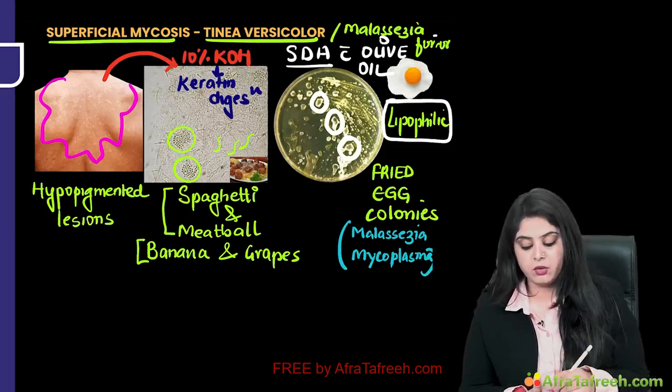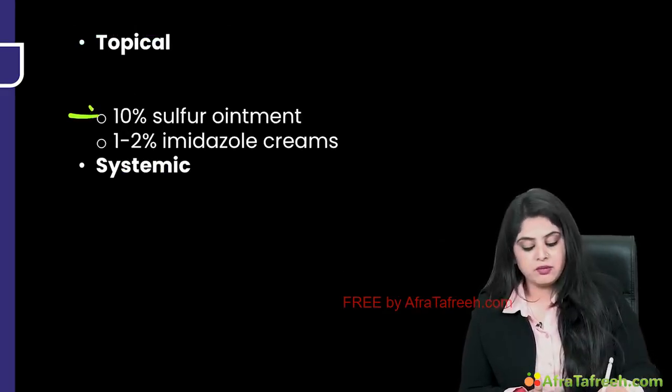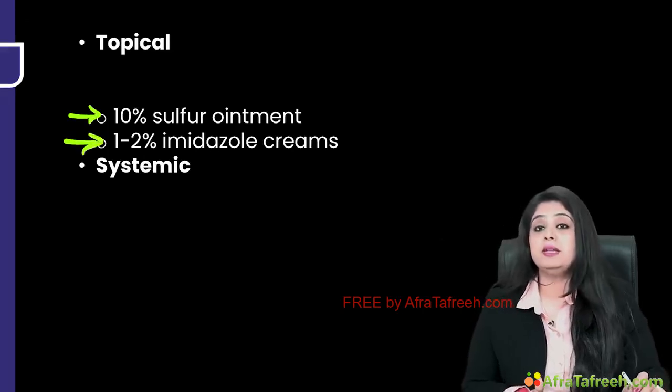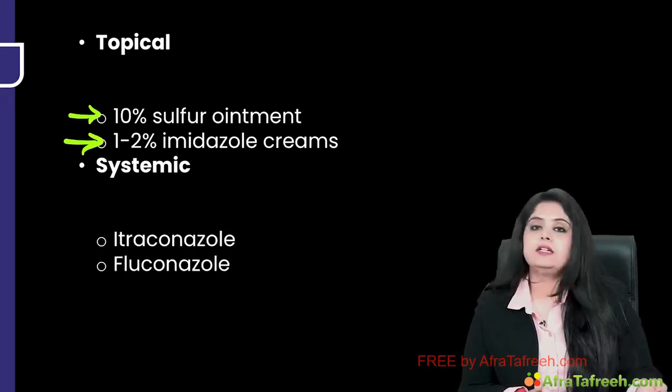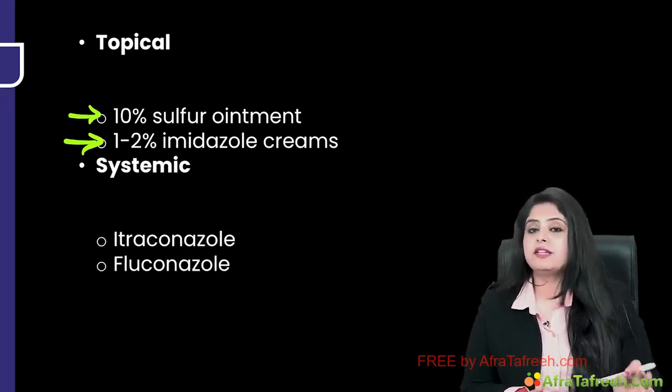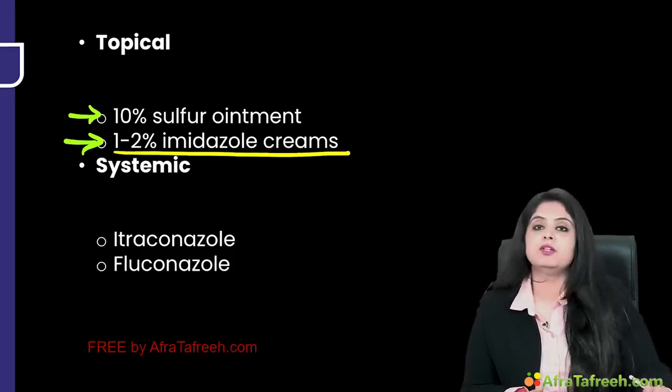And how do you treat it? What do you do for topical treatment? Guys, we either put a 10% sulfur ointment. We also use 1 to 2% imidazole creams. If it is systemic, of course, then we can go in for itraconazole and fluconazole. That is if there is systemic involvement also. But in most of the cases, it is topical creams that do the job.